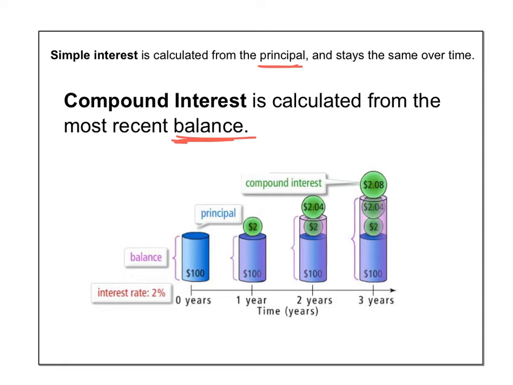So this graphic below shows that if you start with $100 and you get 2% interest, the first year you'll get $2. But the next year, they're going to recognize that you have $102, so they'll recalculate your interest and you get a few more cents. That'll happen again the next year, where now you have $104.04, so you still get a few more cents.